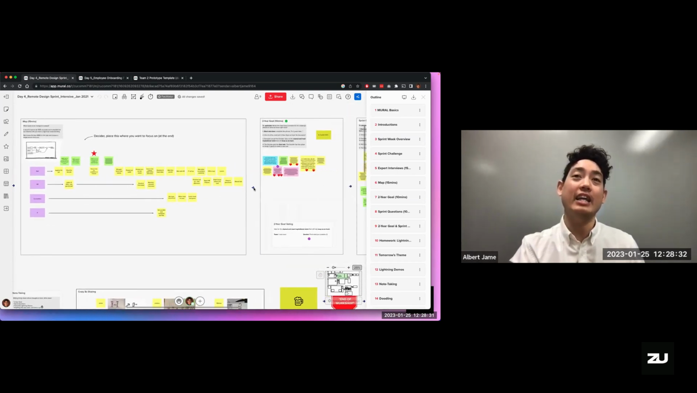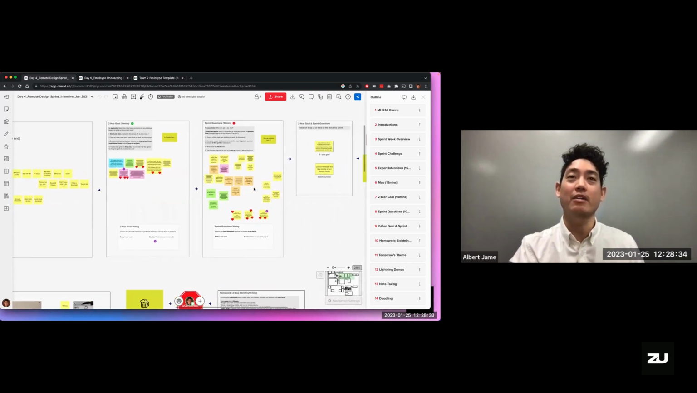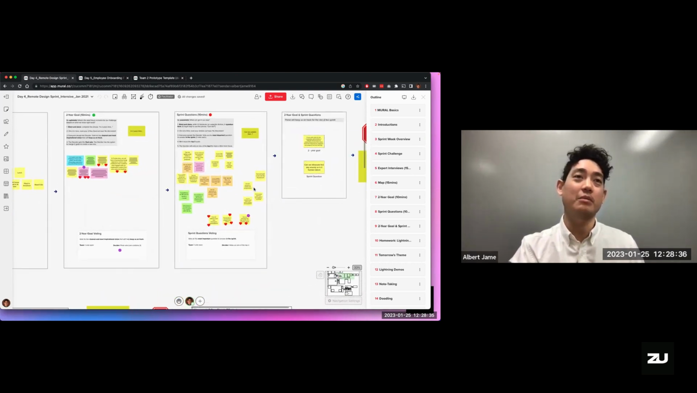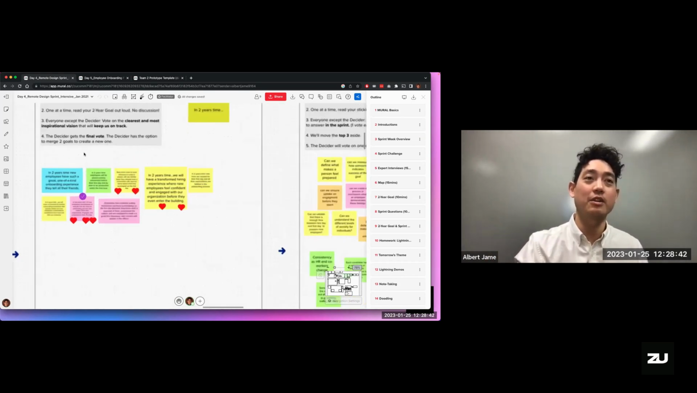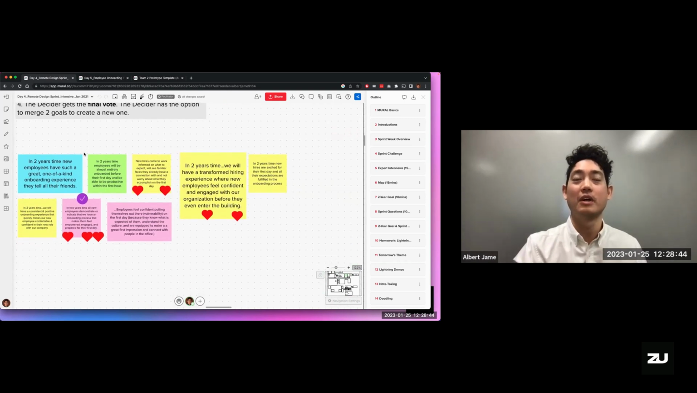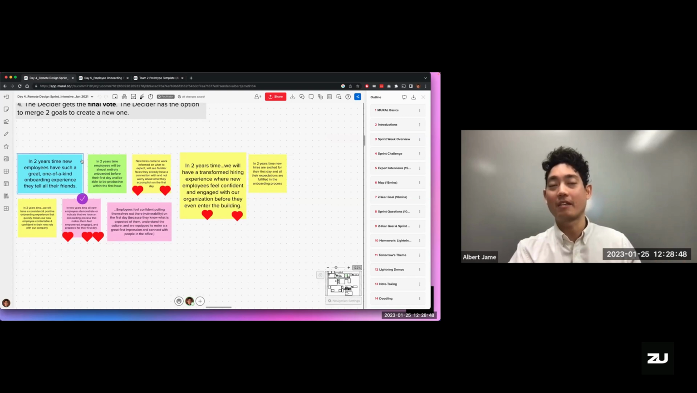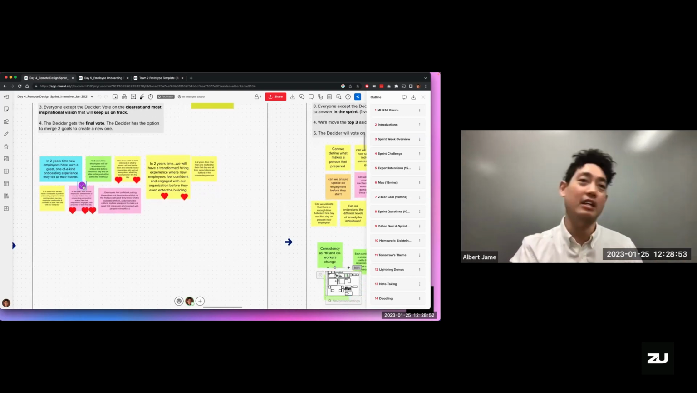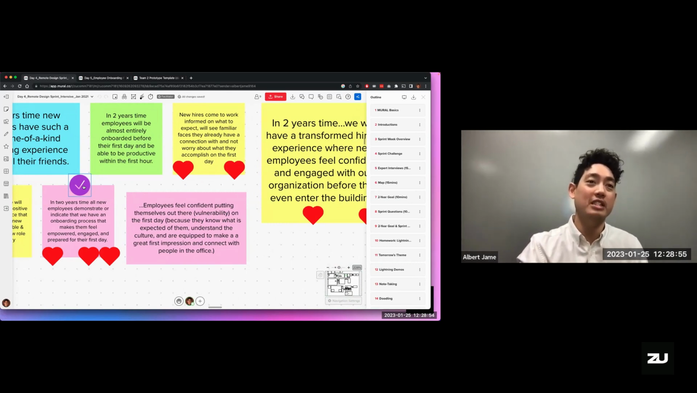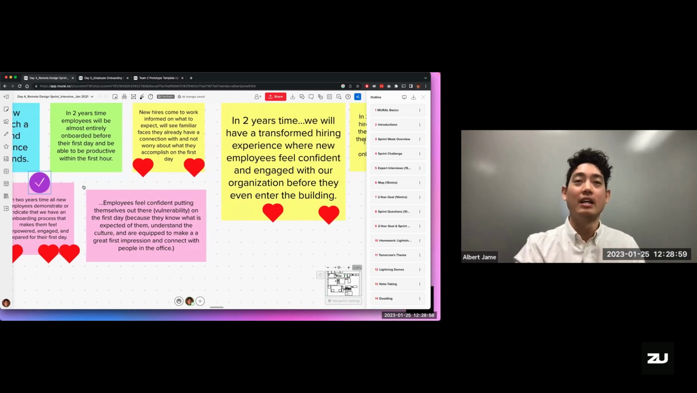Before we go into ideation, we take a break here. Roger, I'm going to ask your opinion about this. We do a two-year goal where we ask everybody to write down what they think the goal is supposed to be in two years. We give everybody a little bit of time, then they post it up there and everybody reads it out loud, and then we vote. The decider puts their final thing on here: in two years' time, all the employees indicate that we have an onboarding process that makes them feel empowered.